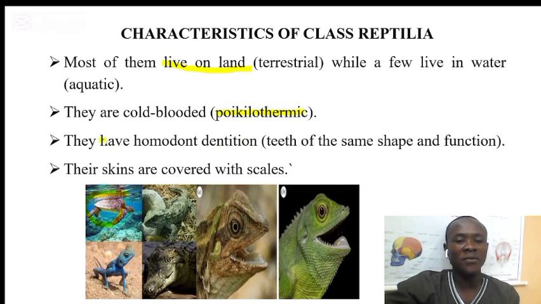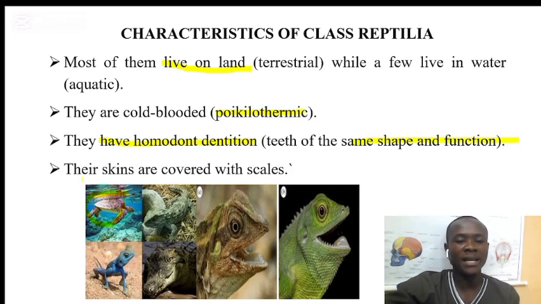Next, they have homodont dentition. Homo means same, and dentition is talking about the teeth. So in here, the teeth are of the same shape and function. As we say, homo means same.